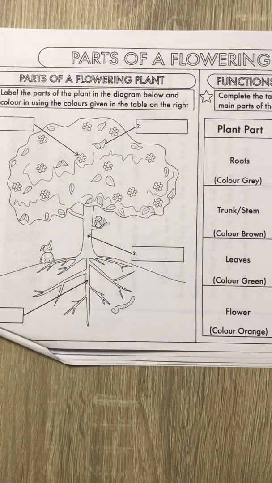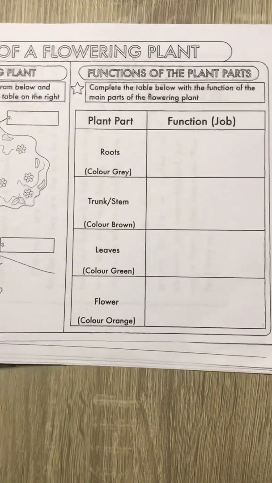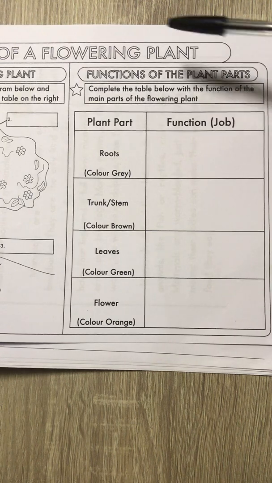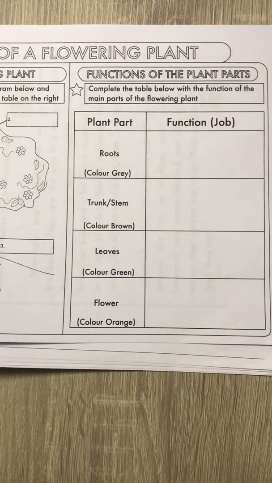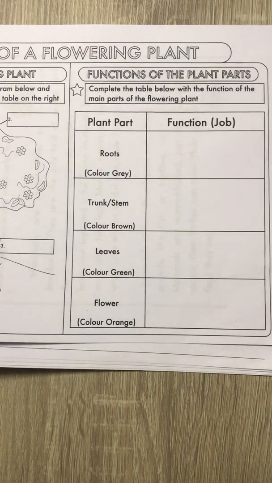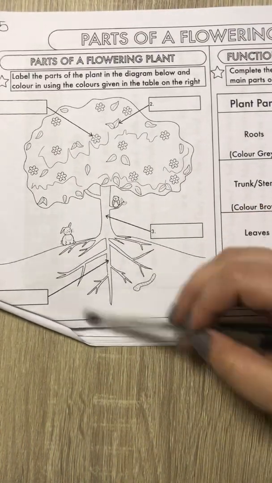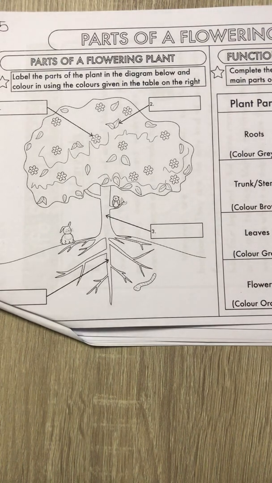Next part. They say complete the table below with the function of the main parts of the flowering plant. So, function means what is the job of this part of the plant? What does it do to keep the plant alive? The roots. What do the roots do to keep the plant alive? The roots go into the ground. What do they do to keep the plant alive? You write that in here.